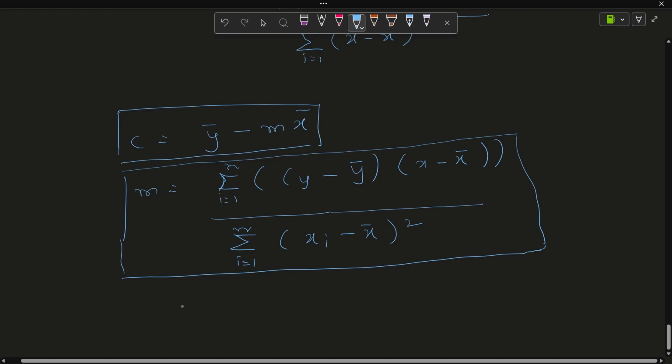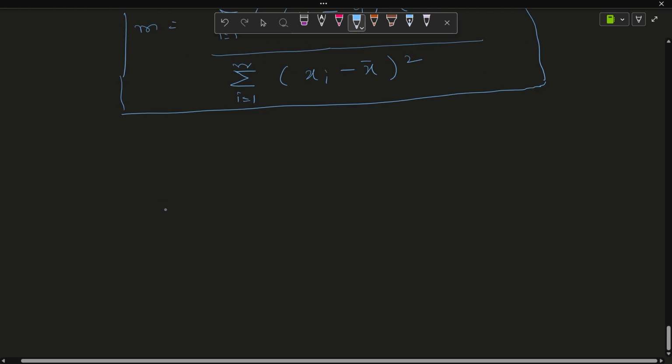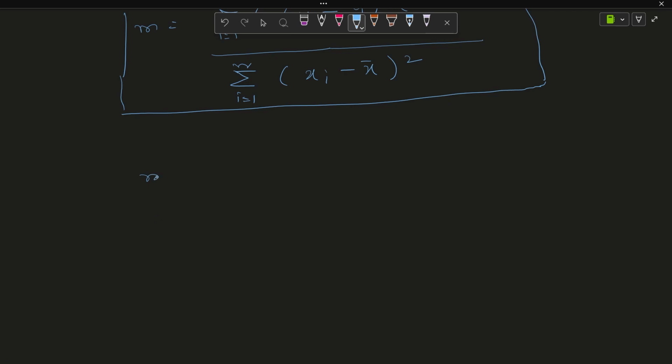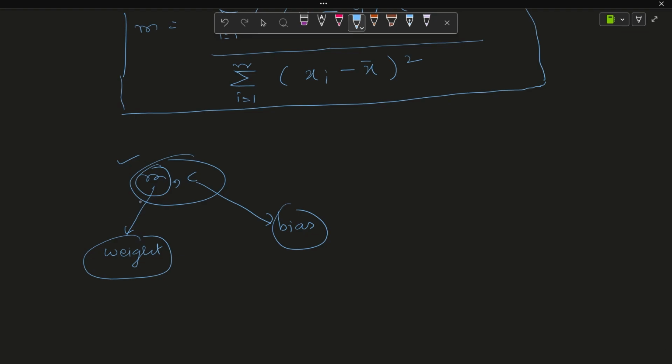So this is a model. Whenever someone says that they are training a model, they are actually finding the value of the parameters. Here the parameters are m and c, right. So in machine learning terms, this m is known as weight, and this is bias. So at the end of the day, how much weight the independent variable gives to the dependent variable, right. So how much weight the input feature gives to the output target column, right.